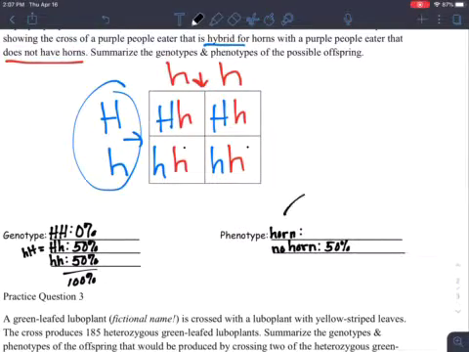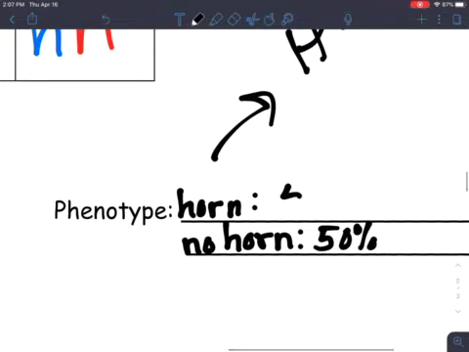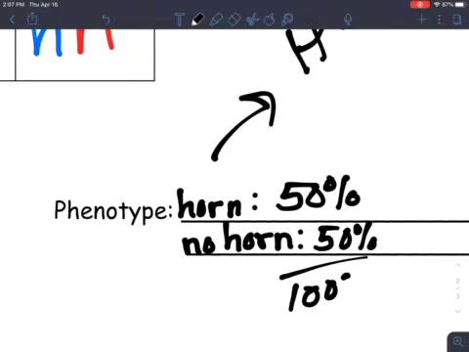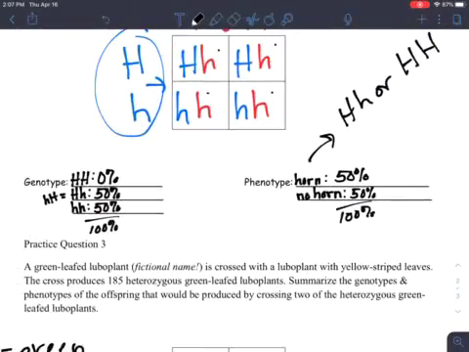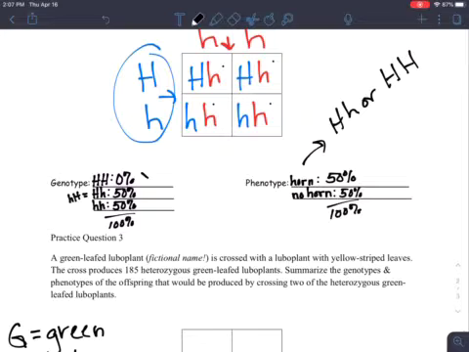In order to get a horn, I need big, little, or big, big. So I have 2 boxes that are that, and again, that 50% plus 50% adds up to 100%. I can double check my work. Also remember the addition method: if I always write them in this order, these two will always add up to this, and this one here will always add up to this one.